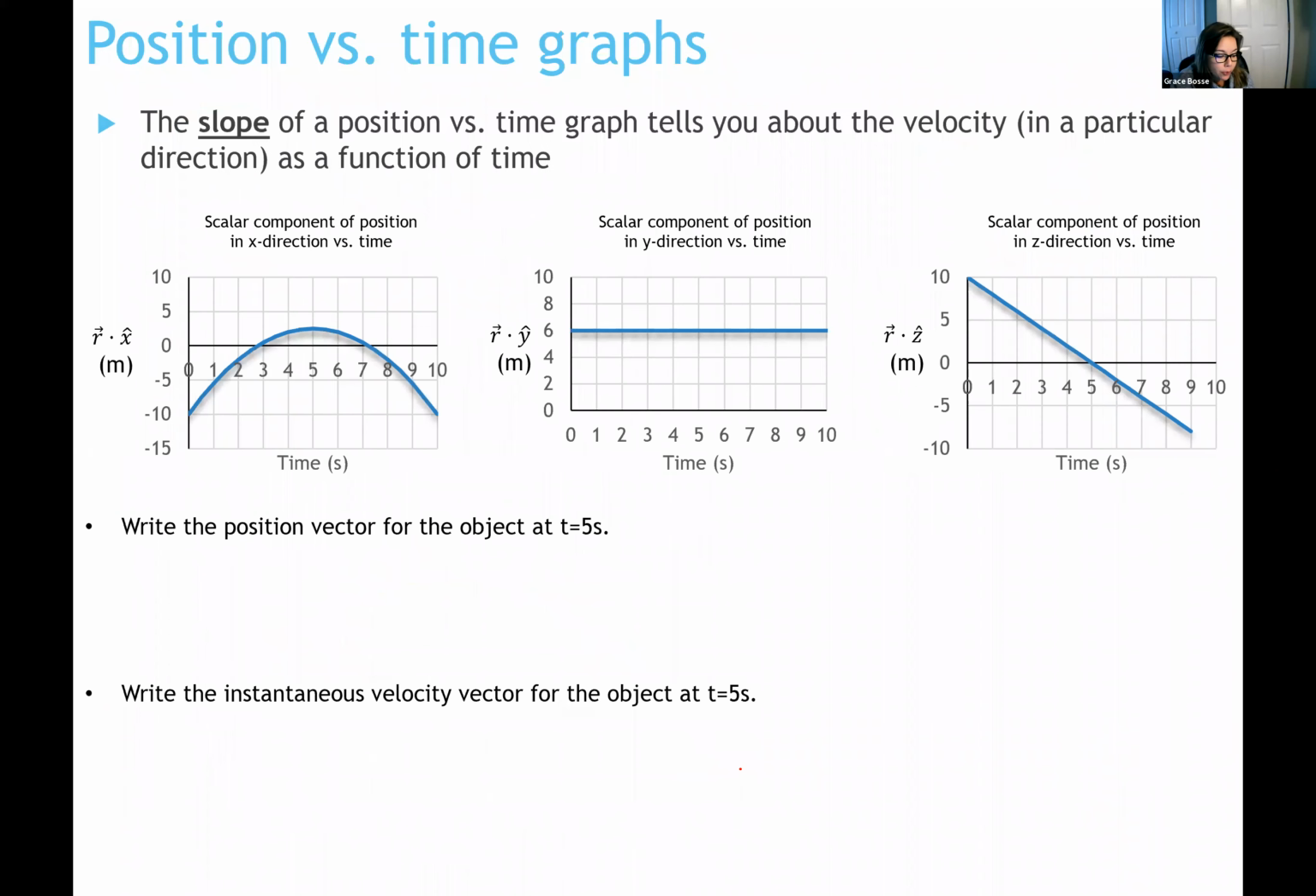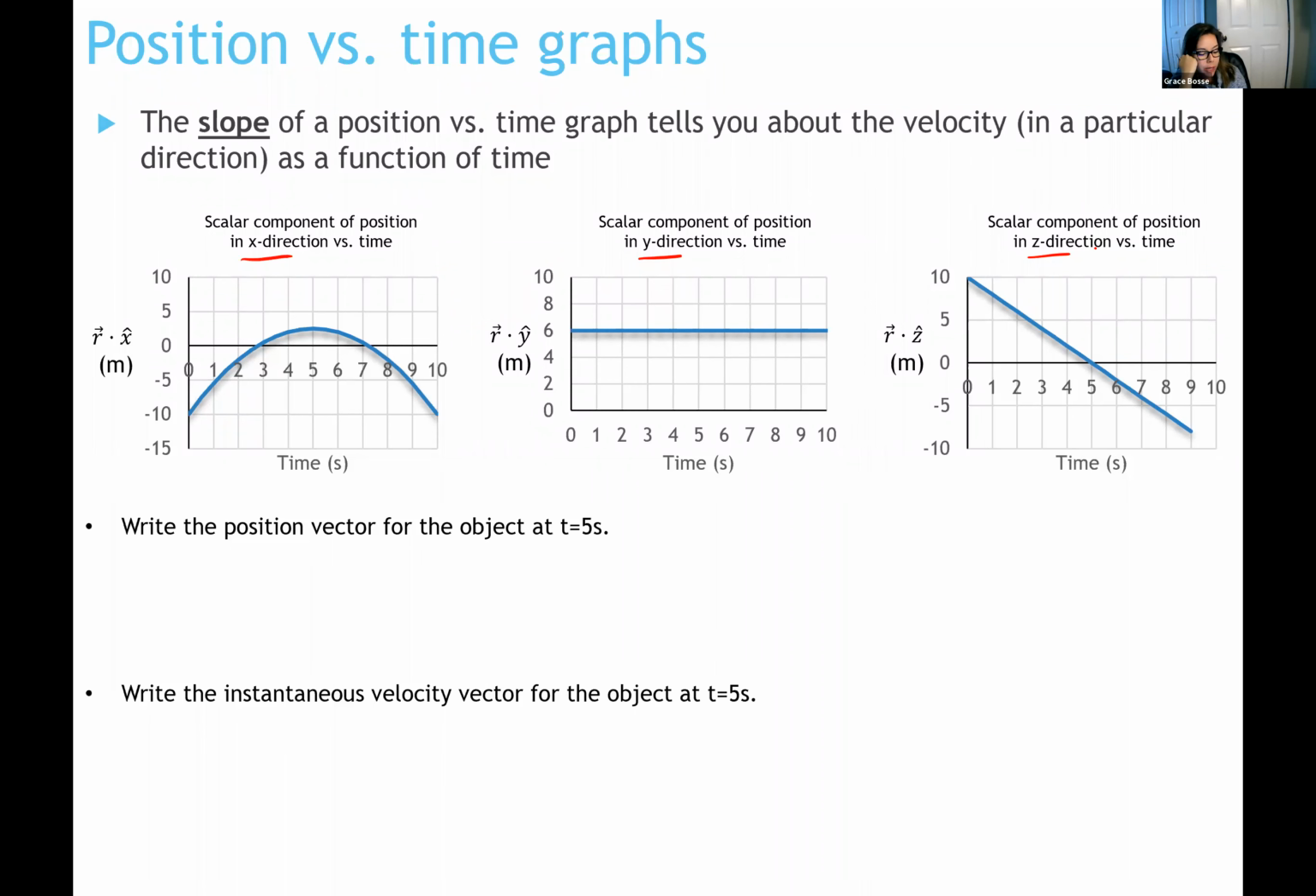So another way to extract information from these graphs, notice that each of these graphs describes the scalar component of position in a different direction. So here's the x direction, y direction, and z direction. To really understand the full motion of your object, you need a position versus time graph for every dimension of space, because each of these is just giving you the scalar component in that direction. So if you're working in three-dimensional space, you need 3 position versus time graphs to really understand the motion of this object.